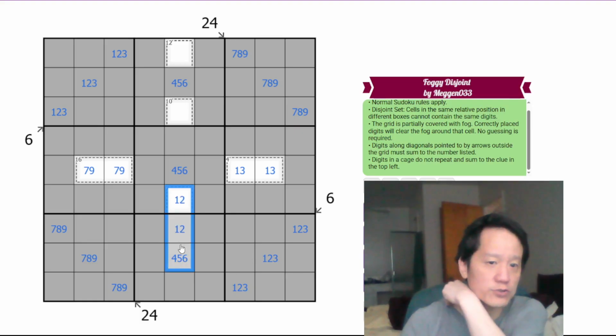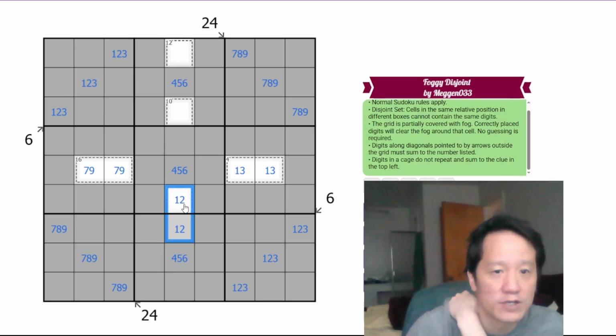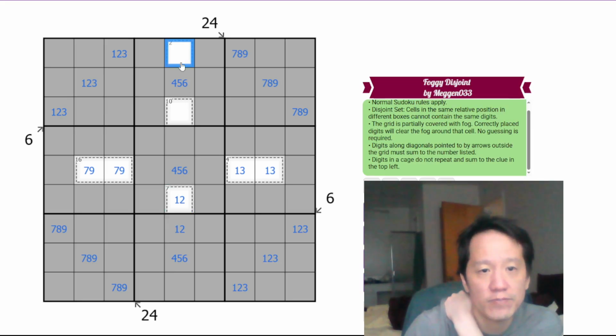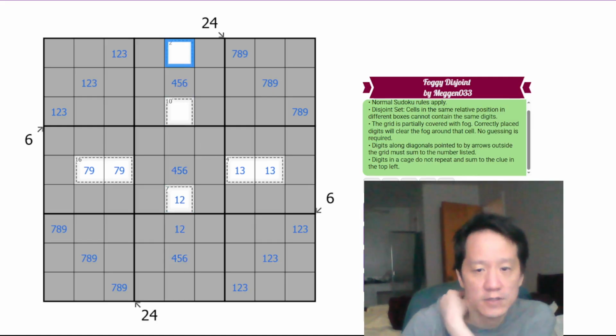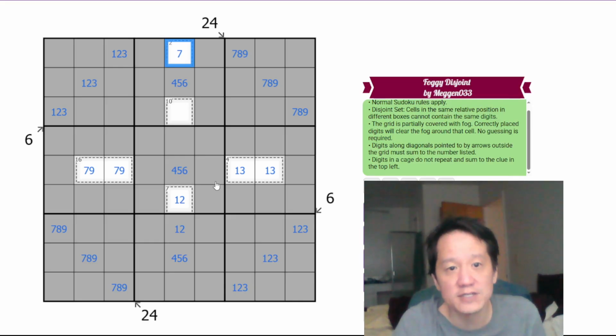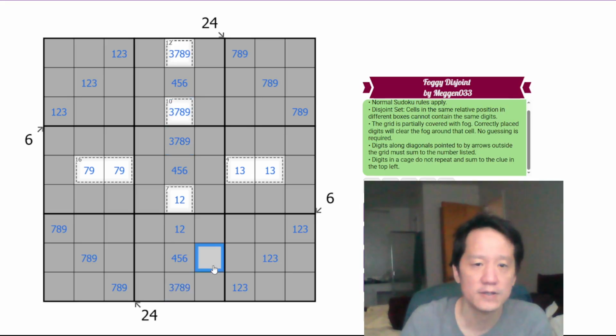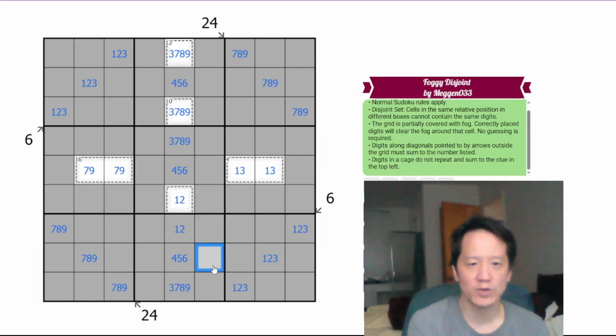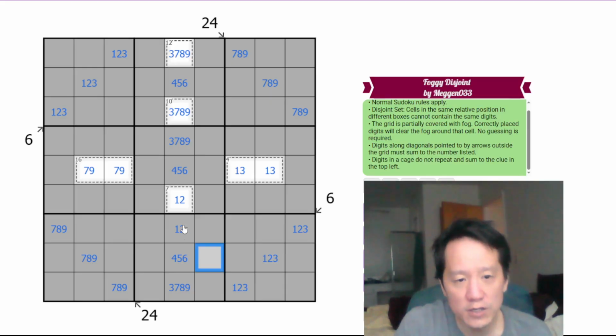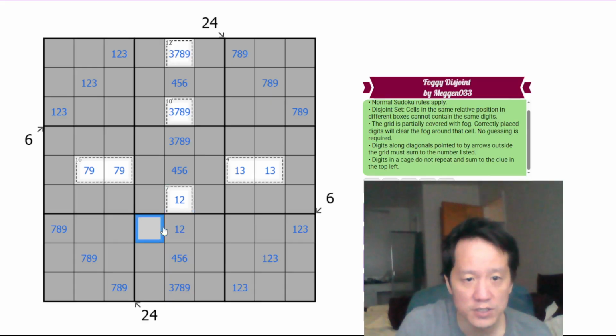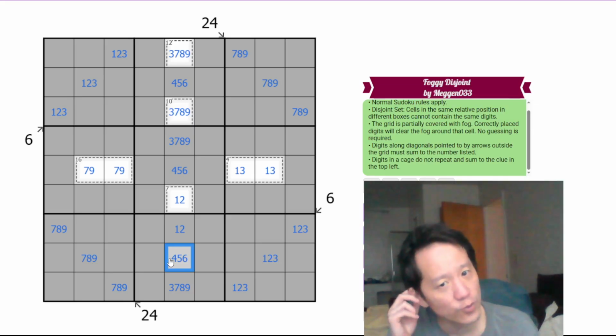Well, this 1, 2 pair eliminates 1 and 2 from the rest of the column. So we know the rest of the column must be 7, 8, or 9. So this is 3, 7, 8, or 9, sorry. This is 3, 7, 8, or 9. This is 3, 7, 8, or 9. And this is 3, 7, 8, or 9. Do we have any more information? We know wherever this 1 and 2 goes, I guess it could be 4 here. We don't know where the 4 is specifically.